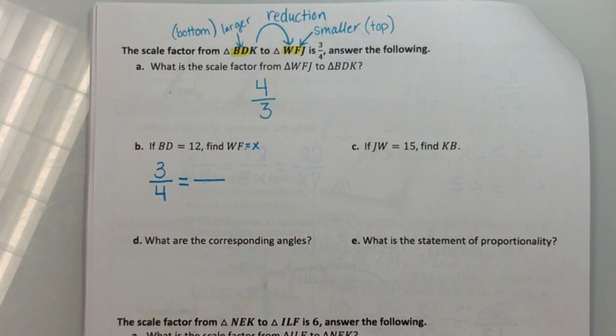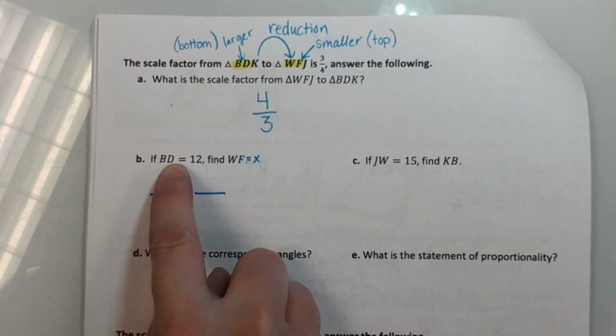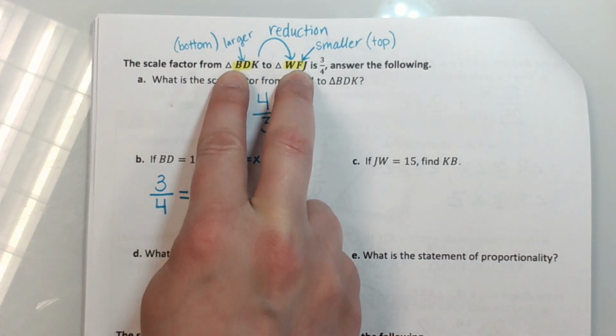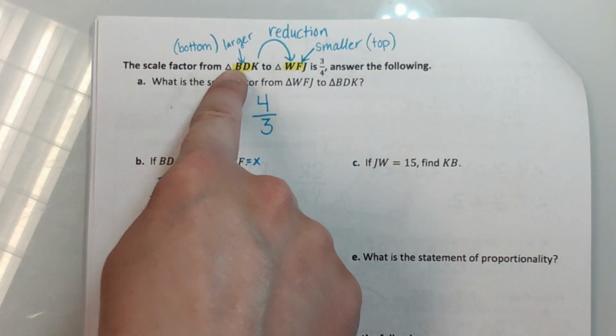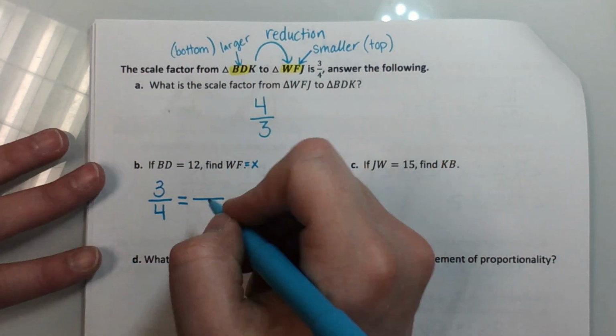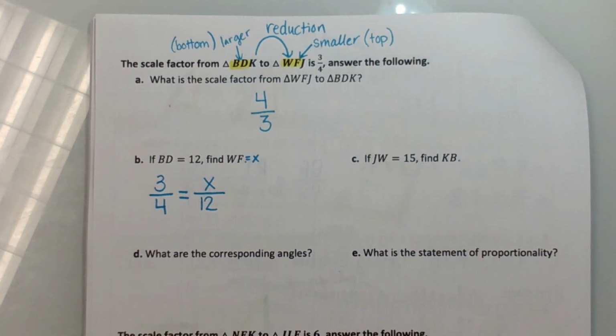We just have to make sure that we put the BD on the right side of the fraction, and the X on the right side of the fraction. BD, which shape did it come from? First one, which means it needs to go on the bottom of the fraction. 12 goes on bottom, X goes on top.